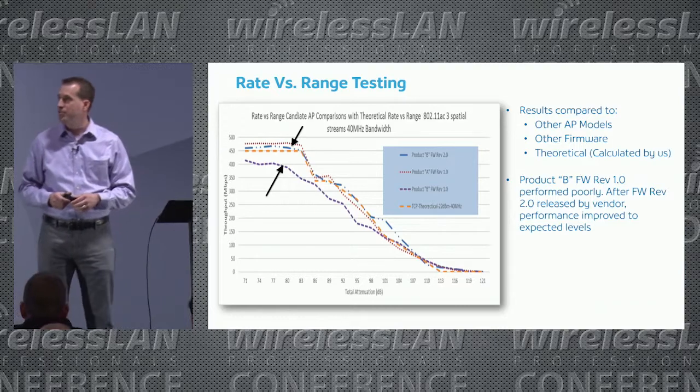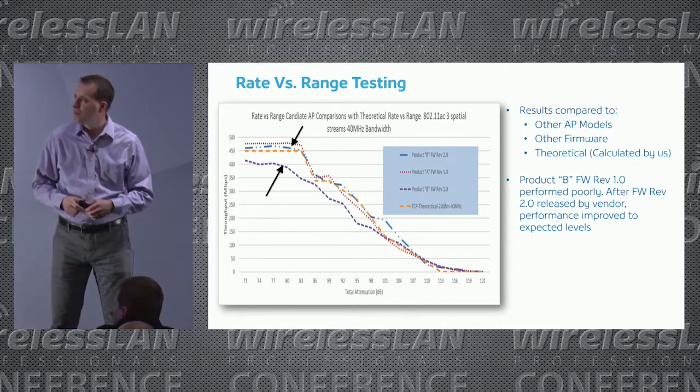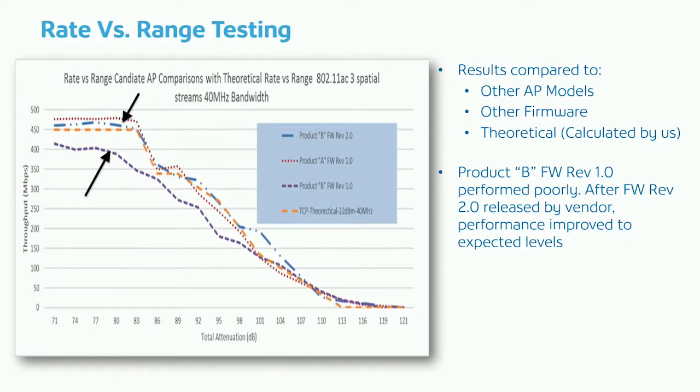These are real test results from our rate versus range testing. The red small dotted line represents APA, which we tested and looked okay. As you can see, when the attenuation is low, you have maximum throughput, and as attenuation increases, throughput gradually decreases. But how do you know if it could or should be performing better than it is? I created a way to make a theoretical plot based on transmitter properties such as signal strength, number of spatial streams, and channel bandwidth.